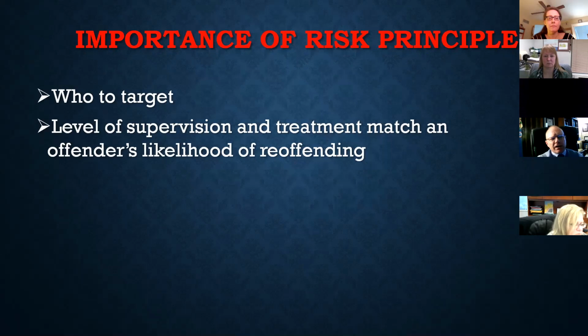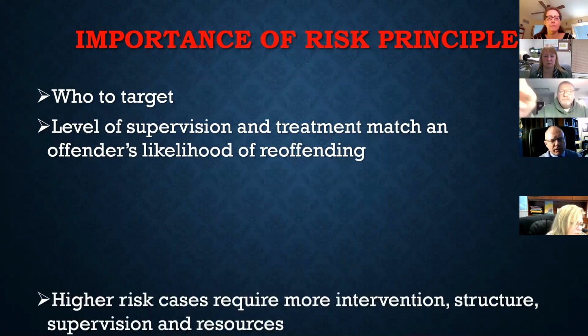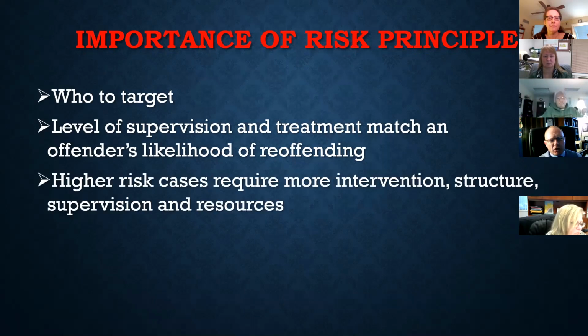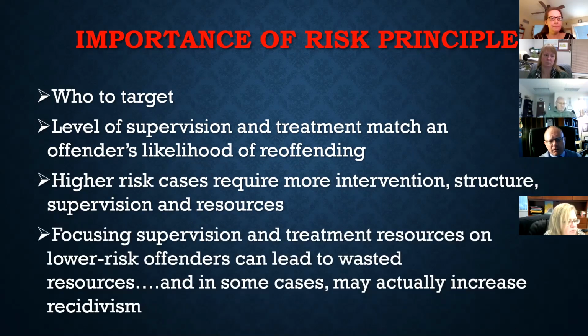So if we look at level of supervision and treat and match the offender's likelihood to reoffend, that's really important. We'll talk a little bit more about that. Higher risk cases require more, again, intervention, structure, supervision, and resources. And you'll see how we in Dauphin County have really concentrated on those moderate and high-risk population individuals. Focusing supervision and treatment resources on lower risk offenders can lead to wasted resources, and in some cases may actually increase risk. There are a lot of studies about this.